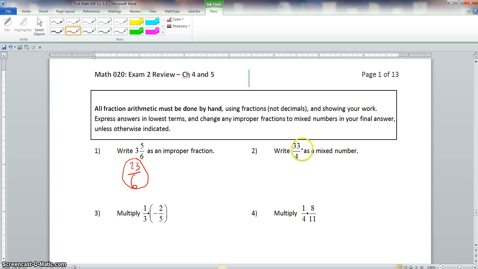Now we go to number 2. We want to write 33 divided by 4 as a mixed number. So we would take 4 divided by 33, and we say 4 goes into 33 8 times. 8 times 4 is 32. And we have a remainder of 1.